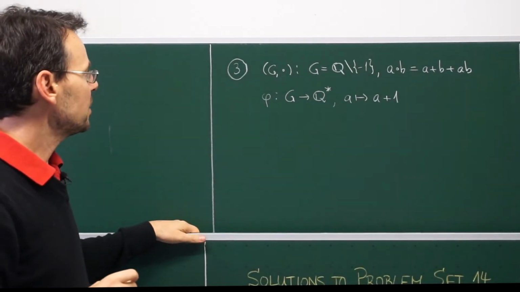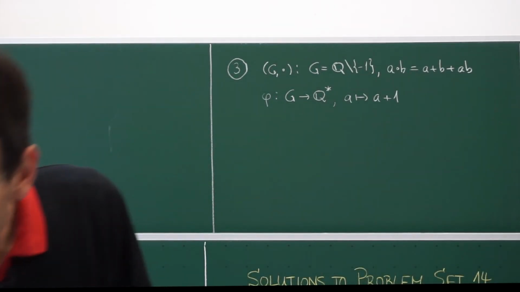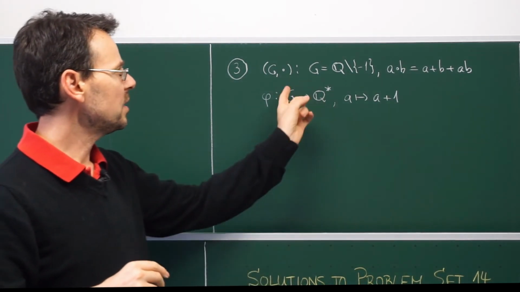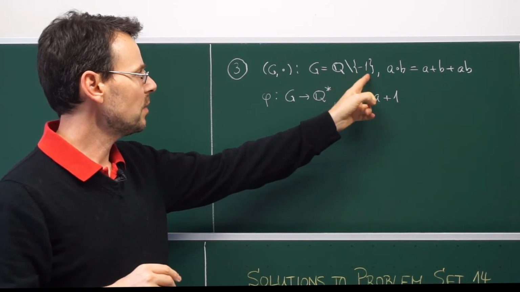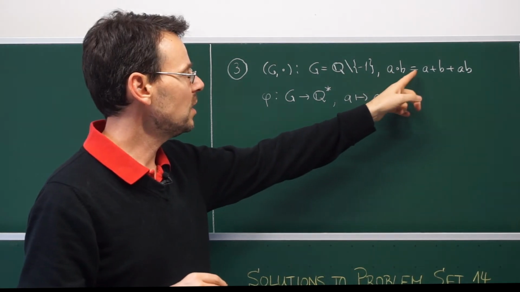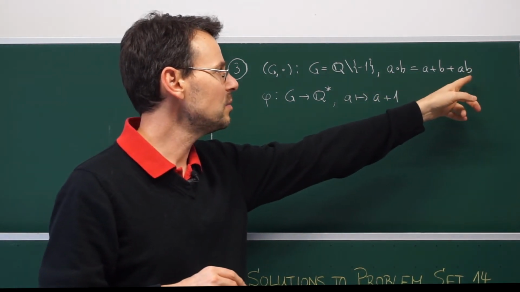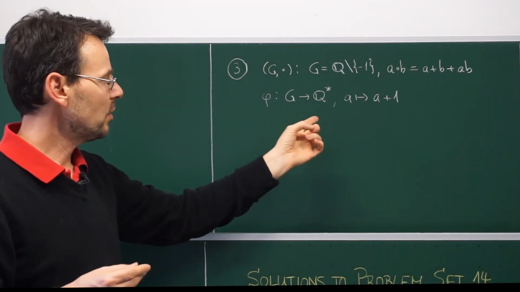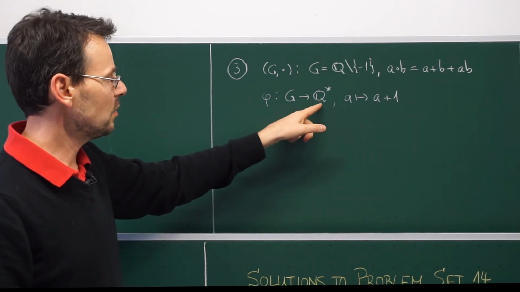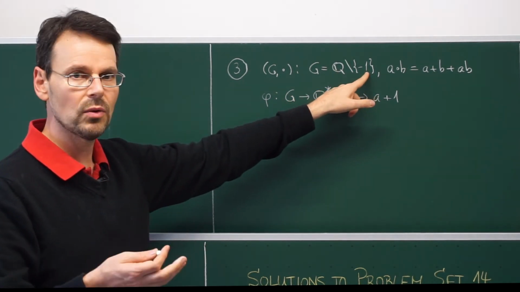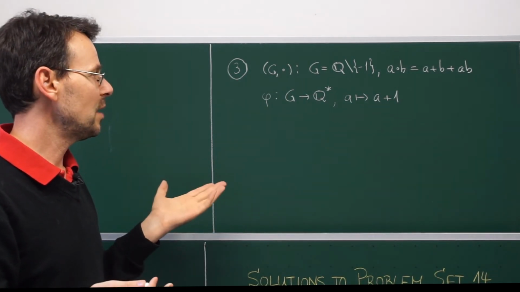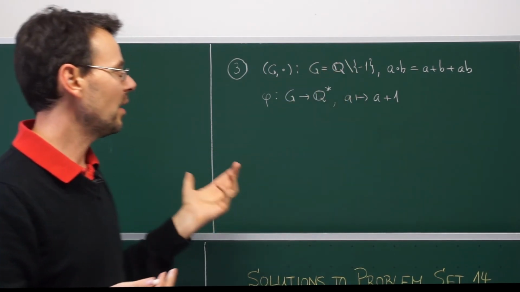All right. Exercise number 3. On problem set 4, we convinced ourselves that this set here, the rational numbers with the exception of -1, with this strange operation here, a circle b is a plus b plus a times b, is indeed a group. Here we are going to show that this is nothing but the multiplicative group of the rational numbers. So Q star is the set Q without 0, and the group operation is simply multiplication. So from the standpoint of group theory, those two groups are the same.